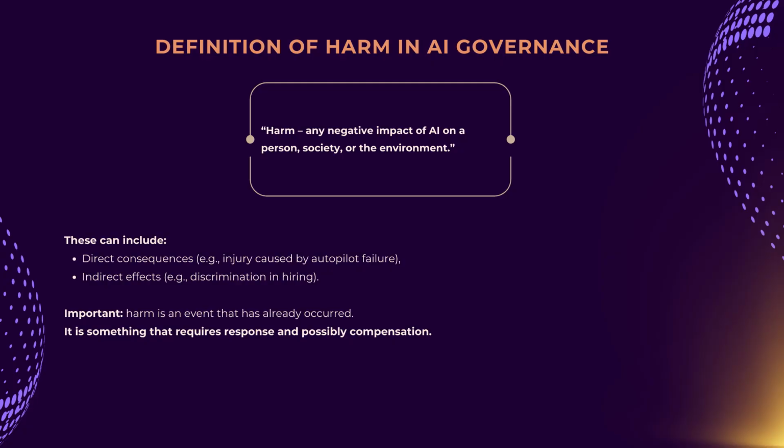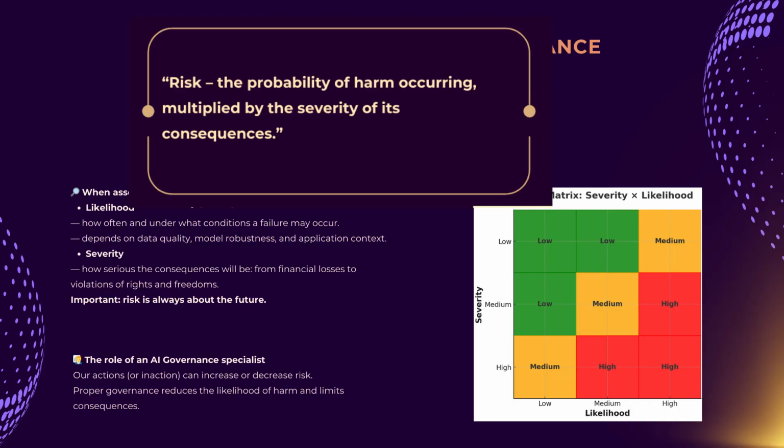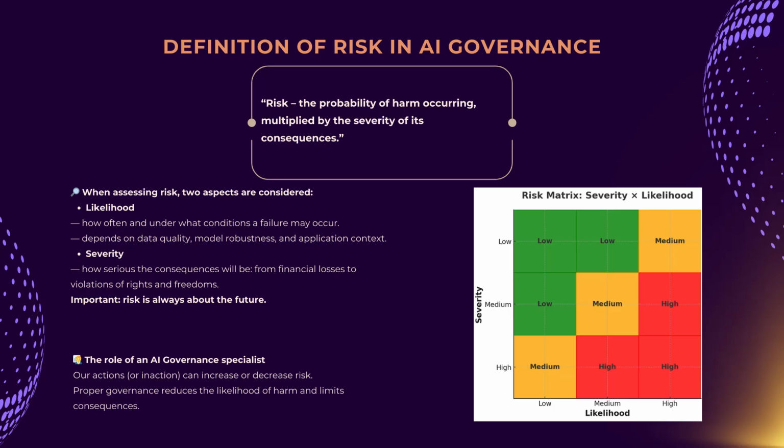An autopilot hit a pedestrian due to an error in obstacle classification. This is an accomplished fact, which triggers incident response and compensation procedures. Risk is the likelihood of harm multiplied by the severity of its consequences. That is, in risk analysis, we consider two key points.